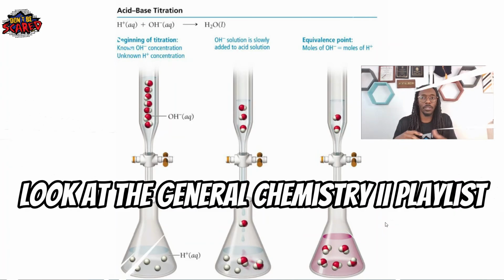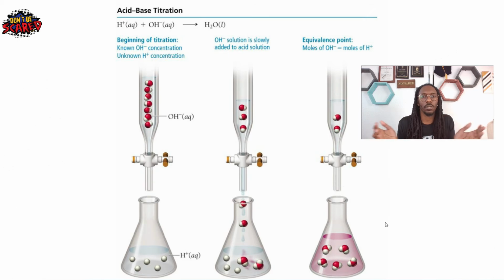That's all I'm going to say about phenolphthalein. Once again, if you want the extra layer to that, just check out the General Chemistry 2 playlist. But for now, once we reach that equivalence point, that's where our moles of OH- and moles of our acid, in this case H+, equal each other.